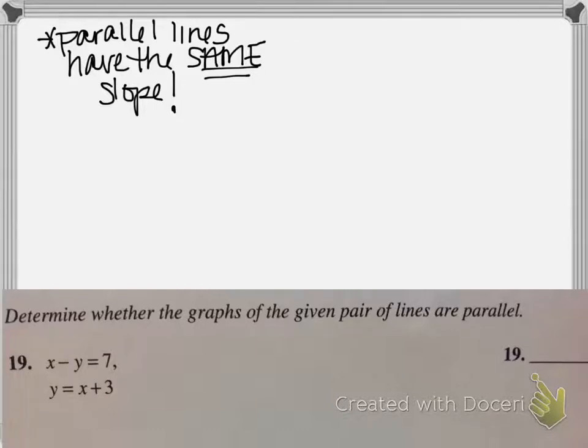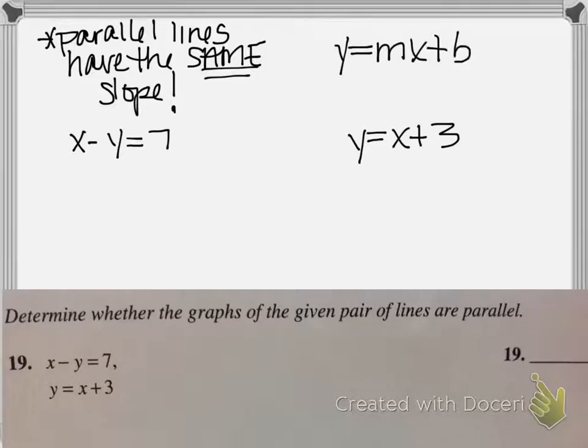So for this particular problem, one of our equations is x minus y equals 7. That is definitely not in slope-intercept form. And the other one is y equals x plus 3. Remember, slope-intercept form is y equals mx plus b. So the second one is definitely in slope-intercept form. So on this equation, my slope is 1. So if my slope is also 1 in my other equation, then they're going to be parallel lines.